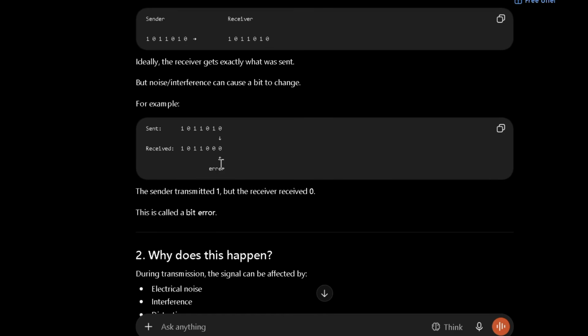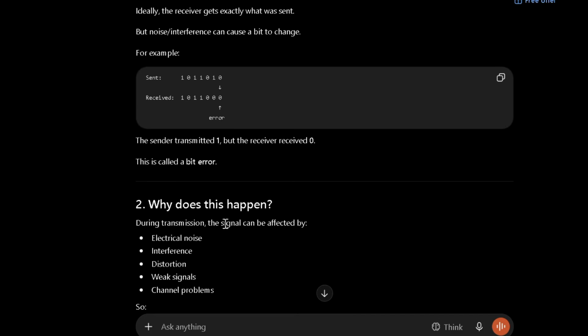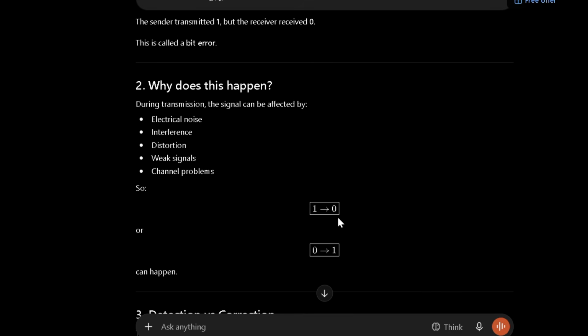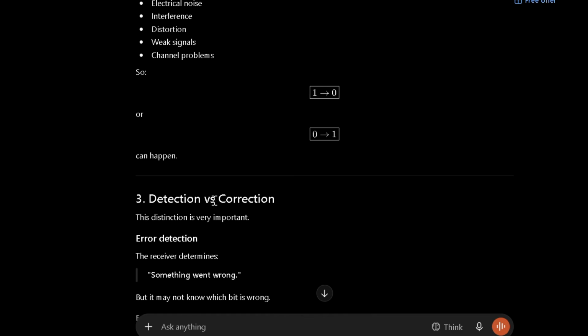Why does this happen? During transmission, the signal can be affected by electrical noise, interference, distortion, weak signals, and channel problems. So 1 becomes 0 or 0 becomes 1 because of these during transmission. Detection versus correction: this distinction is very important.